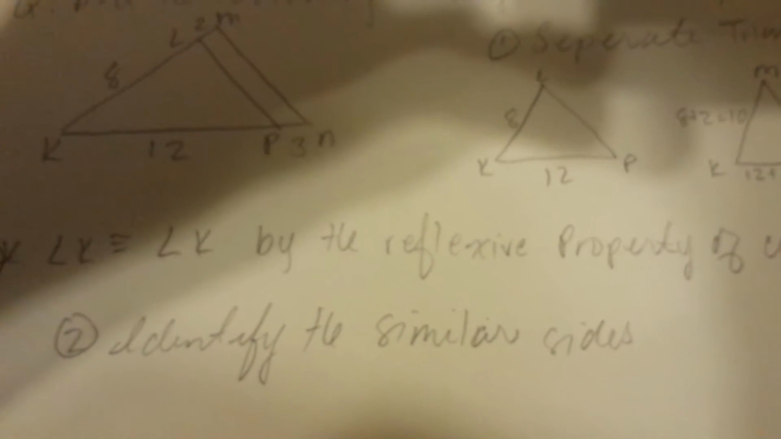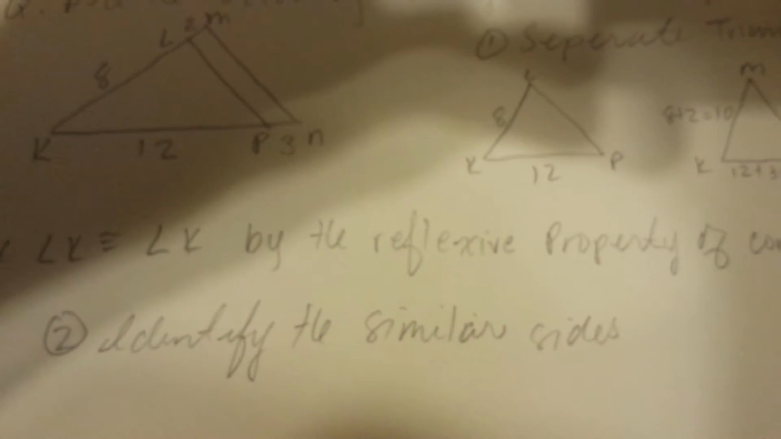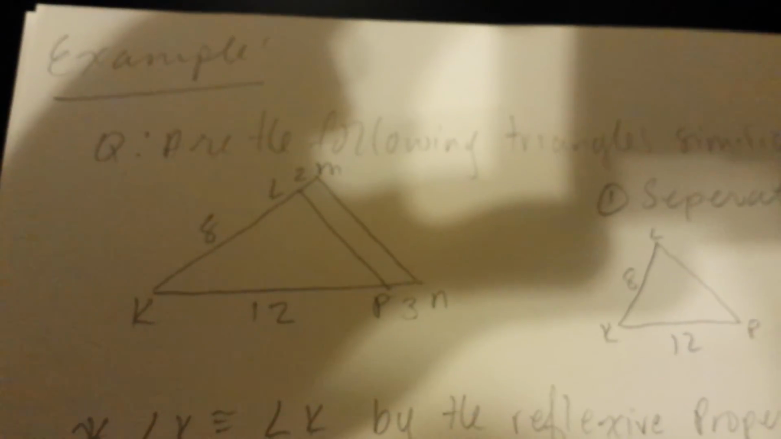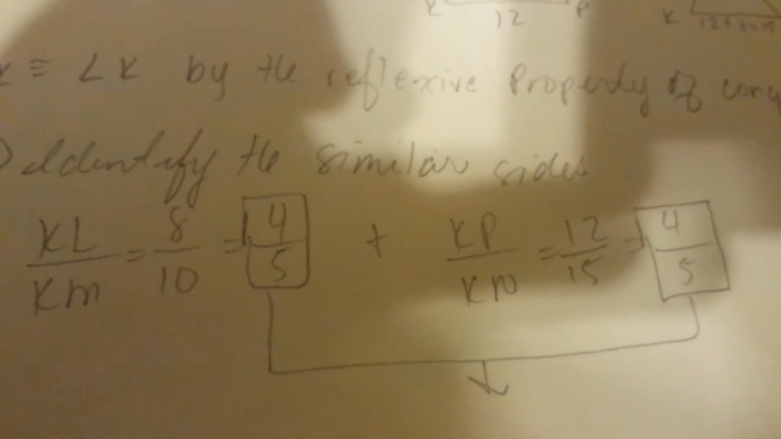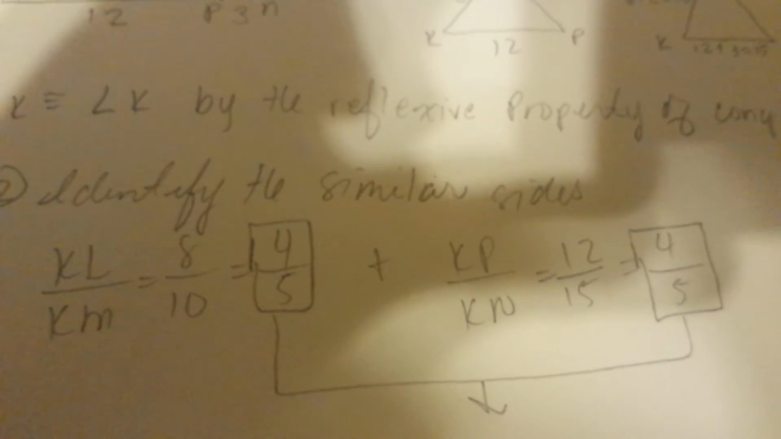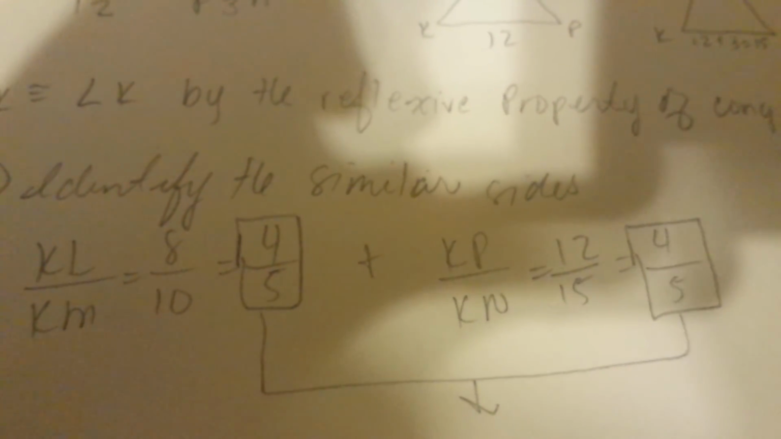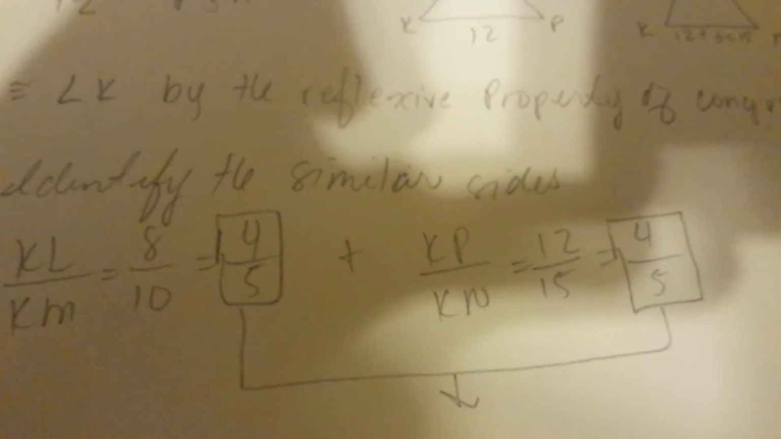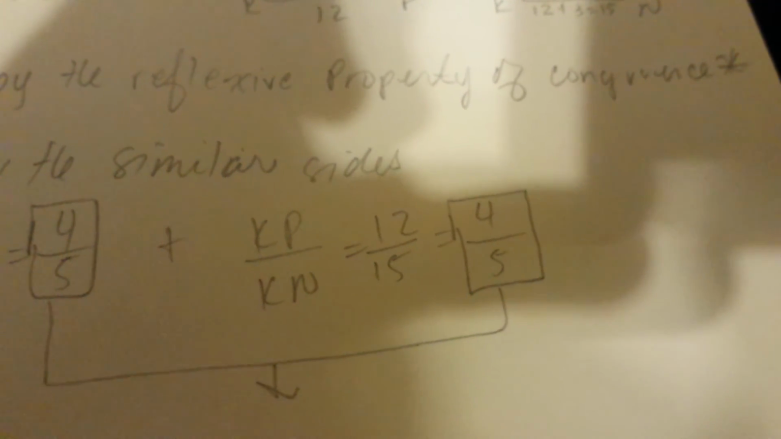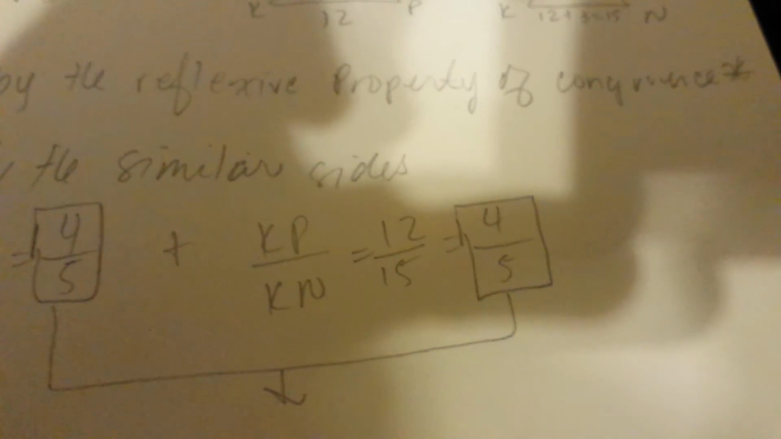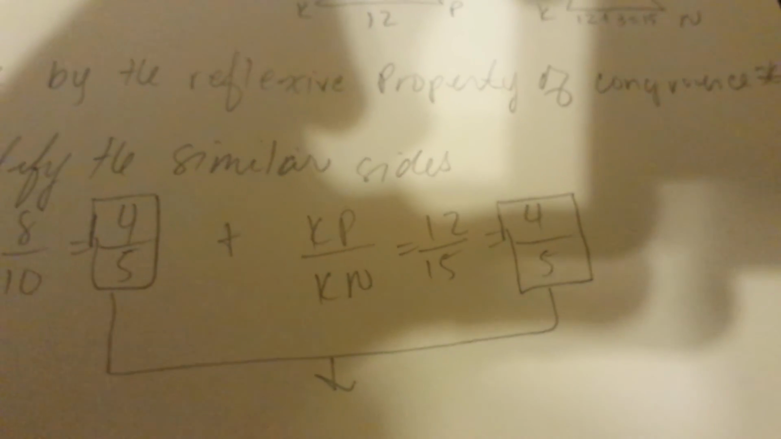The second step, identify the similar sides. As we did in problem 1, we will do also in problem 2. First triangle, second triangle, completed work. Side KL corresponds to side KM, which would mean 8 over 10 is equal to 4/5. Side KP corresponds to side KN, which means 12 over 15 is equal to 4/5.